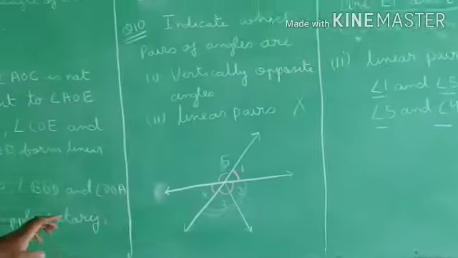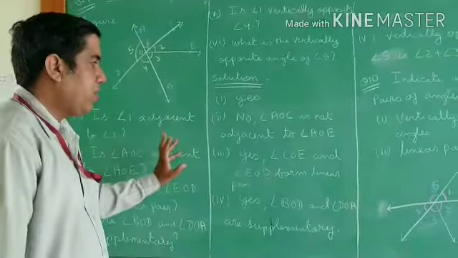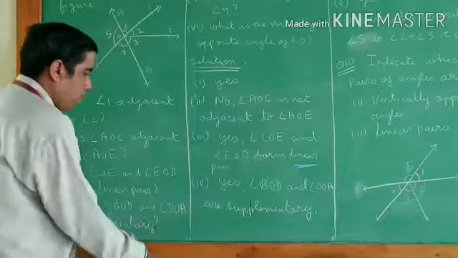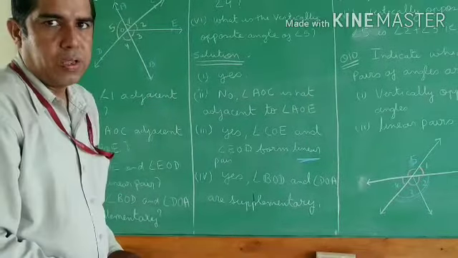Now you can see question number 9, which I just discussed with you. Basic definitions should be clear to you. What is the meaning of linear pair? What is the meaning of complementary? What is the meaning of supplementary angle? And what is the meaning of vertically opposite angle?